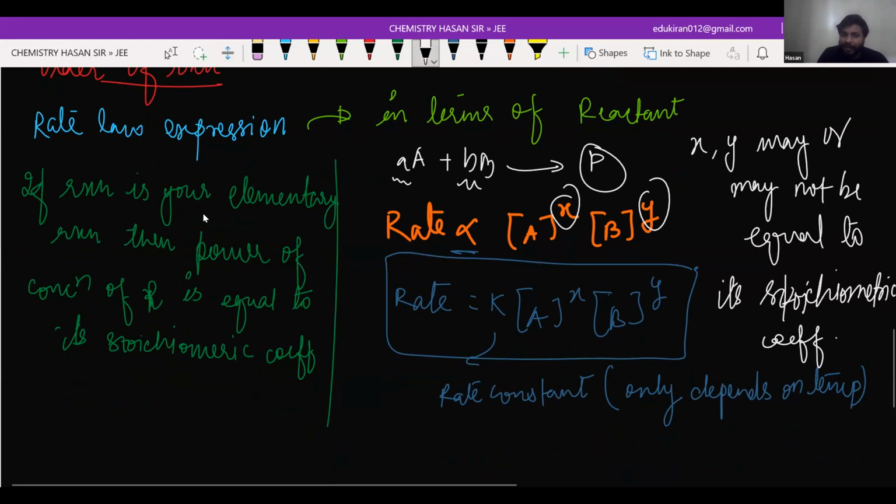So in an elementary reaction, only the coefficient will be equal to the power, and in a complex reaction, you will have to find it out according to the mechanism of the reaction that will be given. According to that, you need to find.